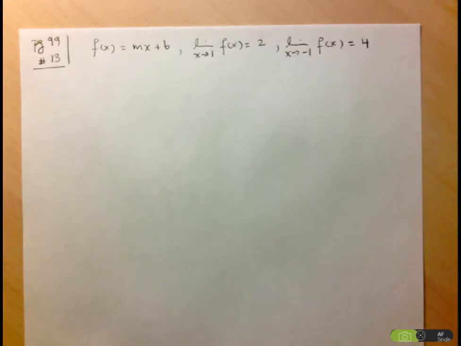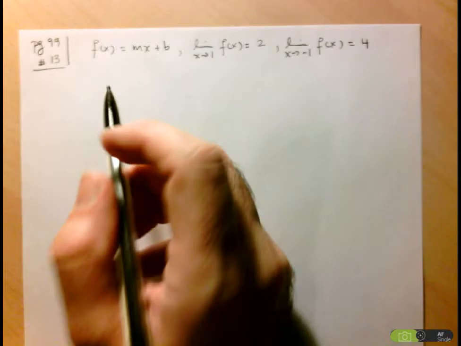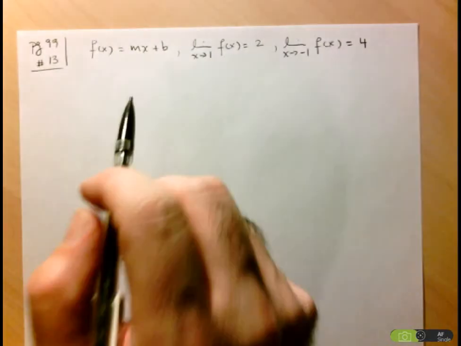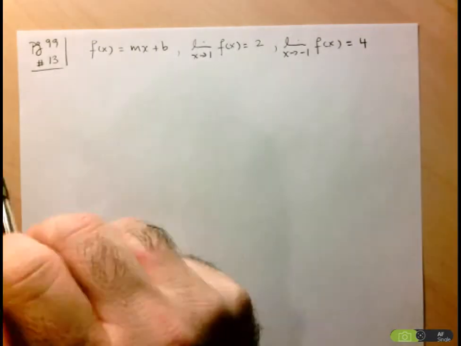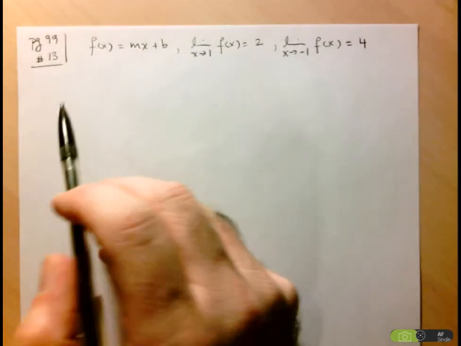Hi folks, we're going to take a look at question 13 from page 99. So what they do is they give us a function f, and they tell us that it has the form mx plus b, where m and b are constants. In other words, they're telling us that f is a linear function. So we'll keep that in mind.